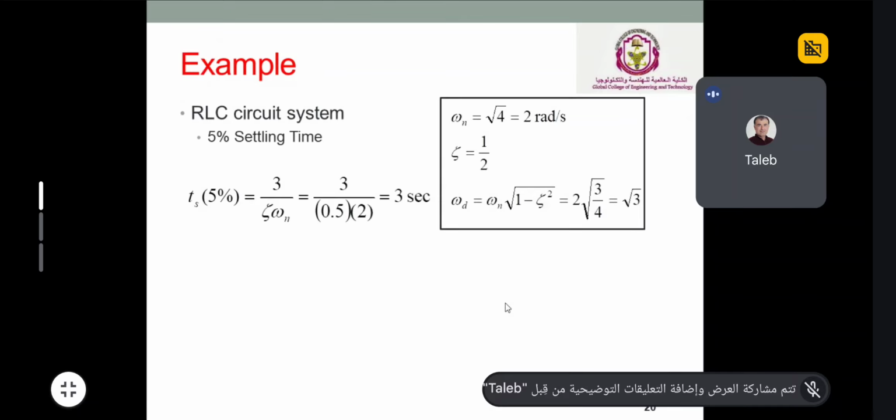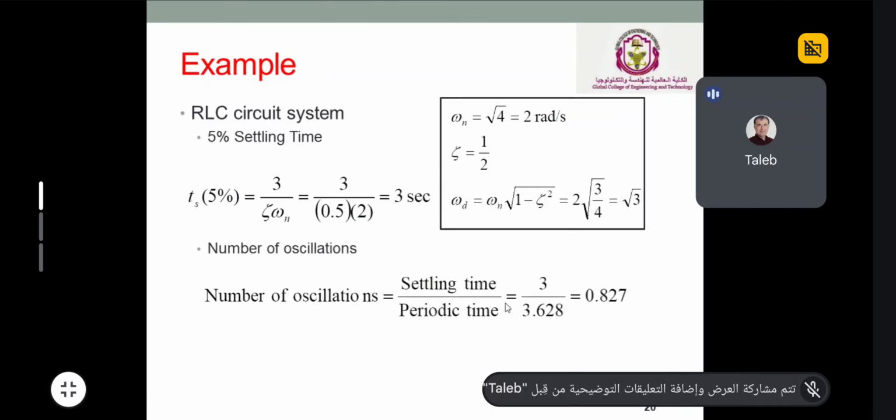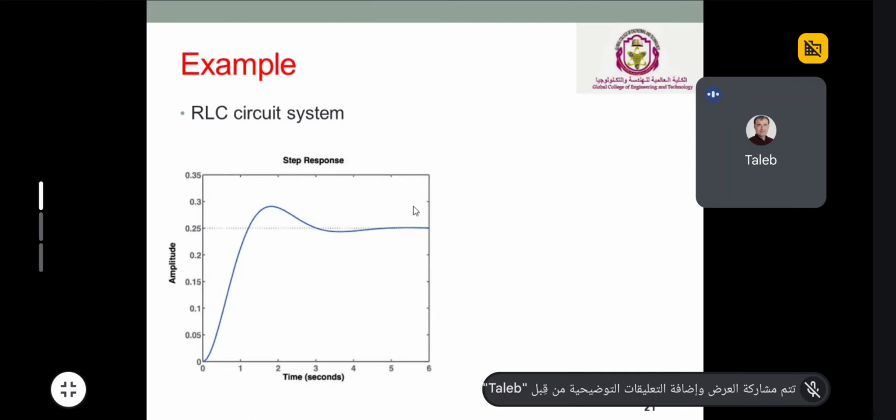You see these results. For settling time, 3 over zeta omega n, everything was obtained before, just replace them here. And then the number of oscillations is the settling time divided by the periodic time. It is 0.8. It means that we have around 1 oscillation, not fully 1 oscillation, just less than 1. I think that I have a curve. Here you see the number of oscillations is not 2, it is between half and 1.